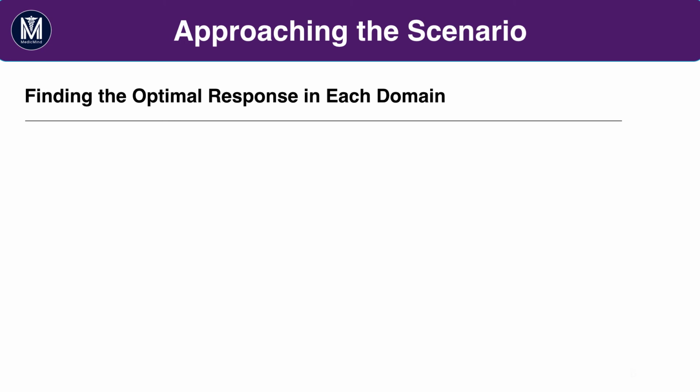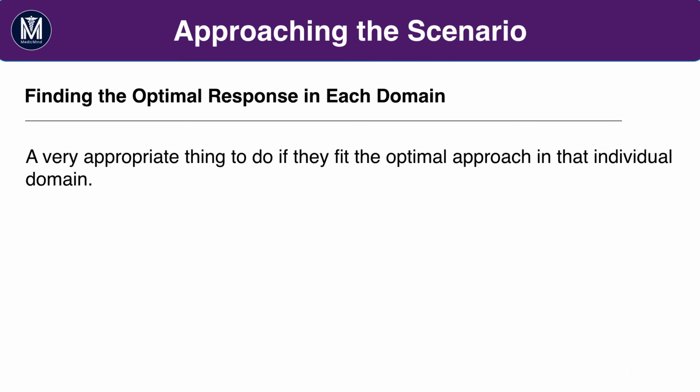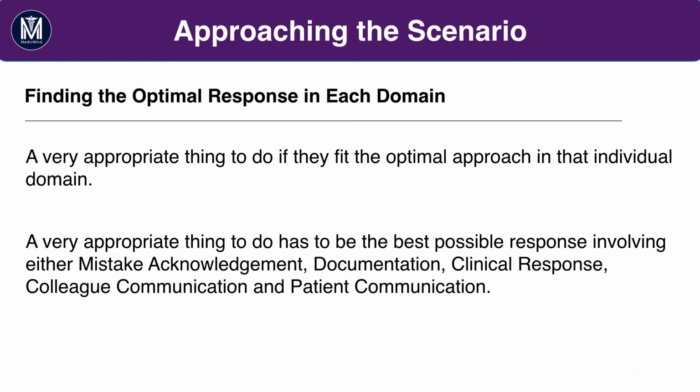Now, we have established that you should take each domain as a separate response, but for each of the 5 domains listed, the response in each domain should be taken as a very appropriate thing to do only if it fits the optimal approach in that individual domain. In other words, a very appropriate thing to do has to be the best possible response involving mistake acknowledgement, or documentation, or clinical response, or colleague communication, or patient communication.